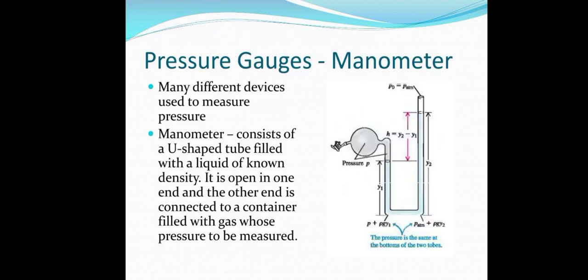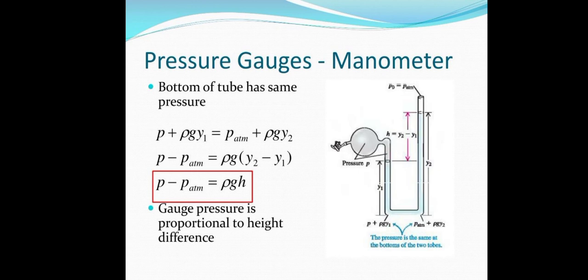Pressure gauge is measured by the device called manometer. Many different devices are used to measure the pressure. Manometer is the first one we can see. Manometer consists of a U-shaped tube filled with a liquid of known density, as shown in the figure. It is open at one end and the other end is connected to a container filled with a gas whose pressure is to be measured.